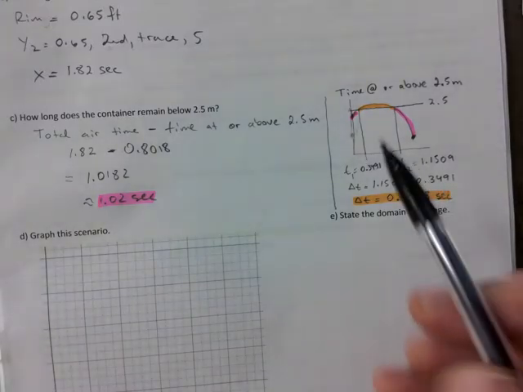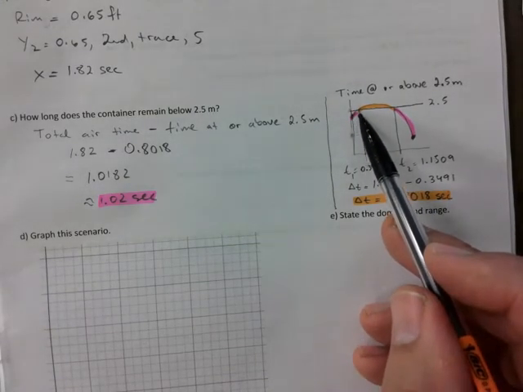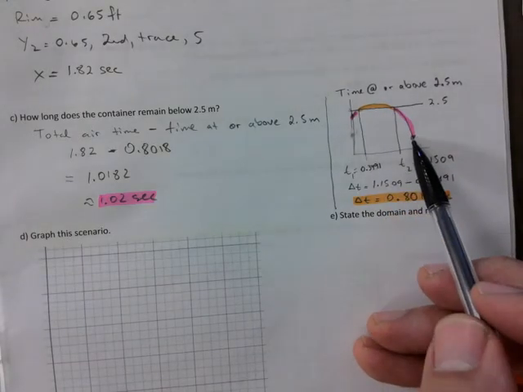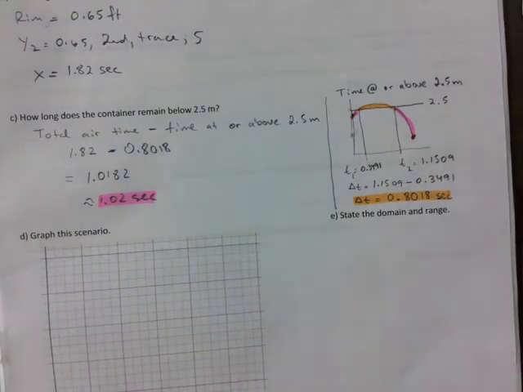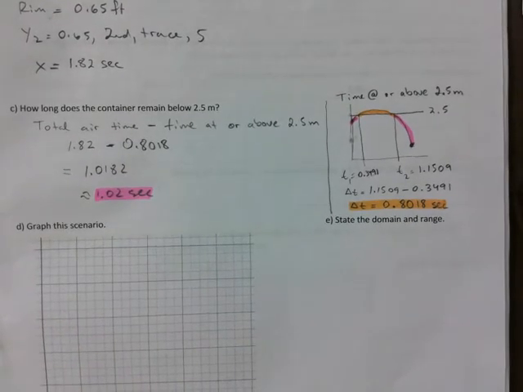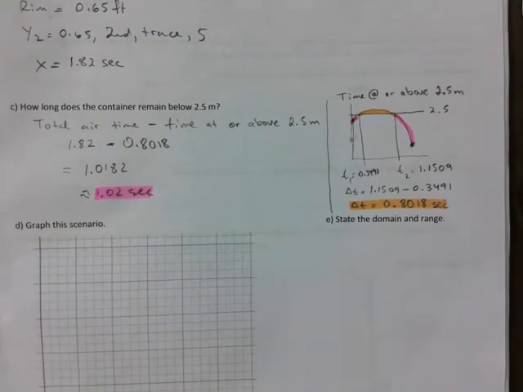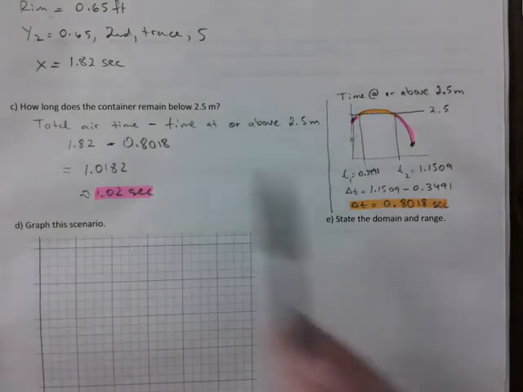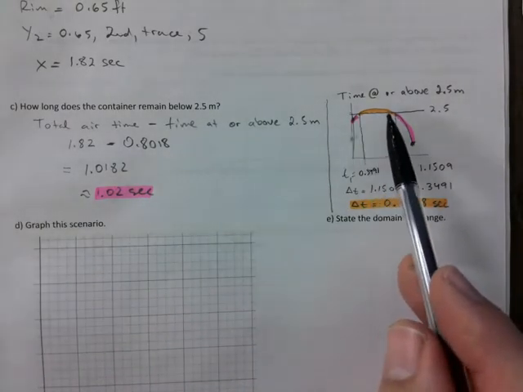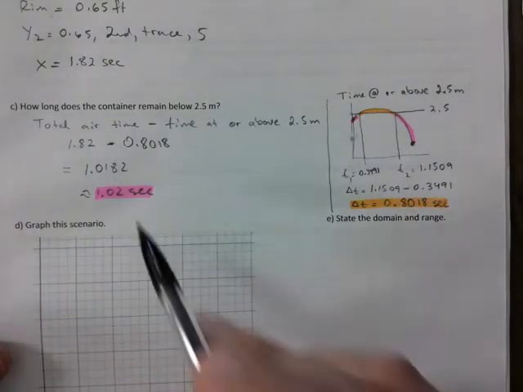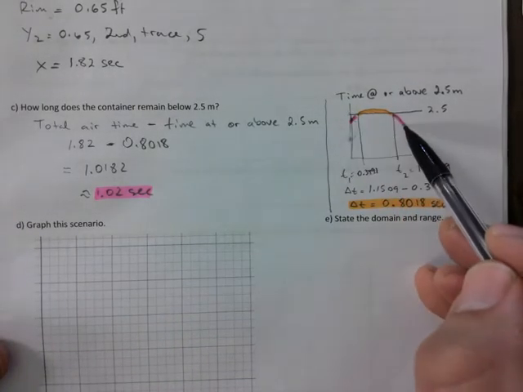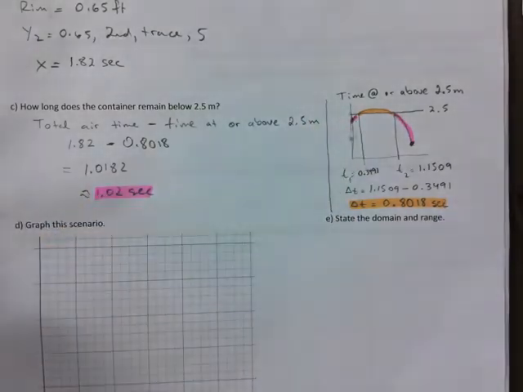Wait. Could I have done this? Find the time from here to here. Put it aside. Then find the time from here to here. Put it aside, and then add those two up. Yes, you could have. The only thing is then you would include the time at or below 2.5. And we just want below. So I actually found at or above, subtracted it from the total, and then get the pink time, which is all the stretch, right? The time where it was below.